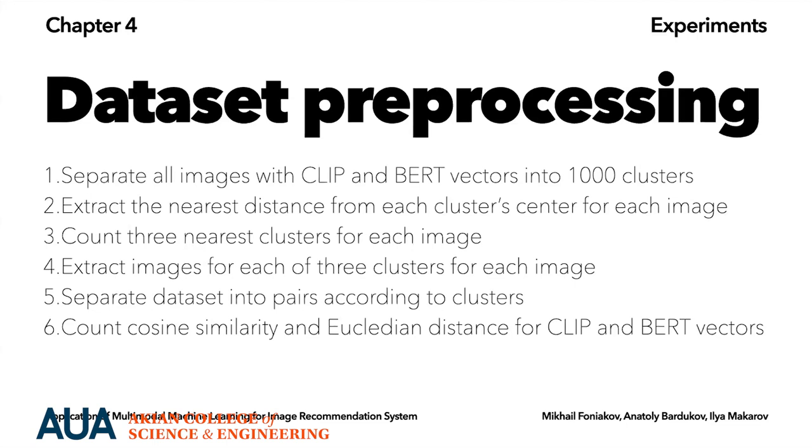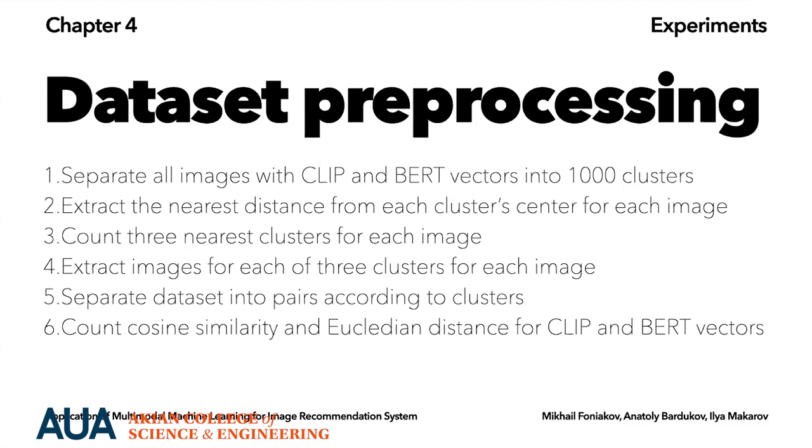For the experiments, my dataset needs some preparation. I divided it using the KMeans package from the scikit-learn library. This is the most popular clusterization method. I separated my dataset into 1,000 clusters according to CLIP and BERT vectors. Also, I obtained the cluster distance for each cluster of each image. Then, using this data, I counted the three nearest clusters for each image, and I separated my dataset into pairs according to their belonging in three clusters.